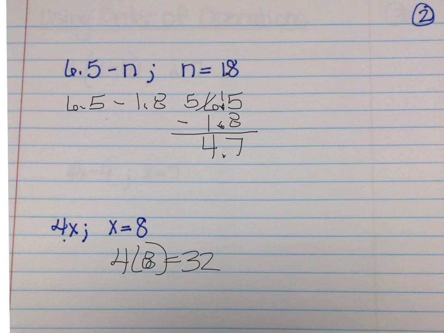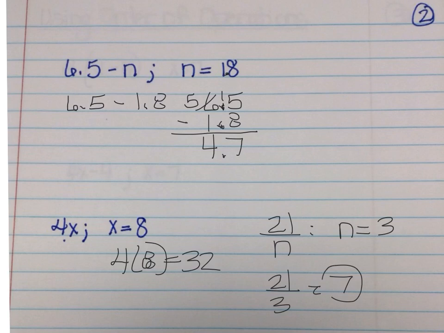Okay, now the one I messed up that I didn't do, I do want to do it. So I'm just going to do one similar right here. Okay, so we have 21 over n, and we're going to have n equals 3. So 21 over 3, which would be 21 divided by 3 equals 7. Okay, so I just wanted to do a division one in here as one of your samples, even though it's fairly simple. Okay, let's move on.